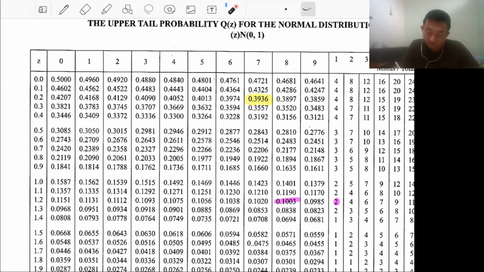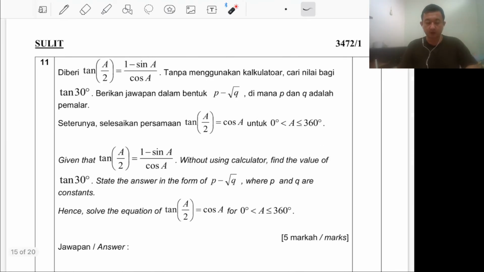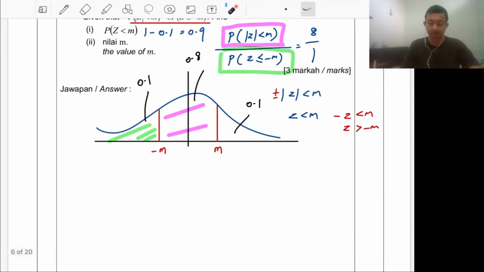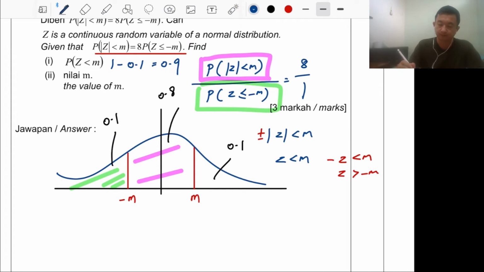Just now I looked for it already. So this is here, right? 0.1003, minus 0.002, so it's about 0.001, the closest that you can get. So the answer should be 1.281. From the Z table, you can tell it's 1.281. That's the value of m.